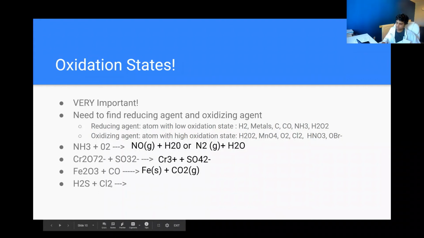So Cl2 is an oxidizing agent, right? The other one is sulfide. It's -2, and that's one of the lowest oxidation states of sulfur. So a compound with a low oxidation state is a reducing agent. So it will get oxidized, while the Cl2 will get reduced, and it will form solid sulfur and HCl.